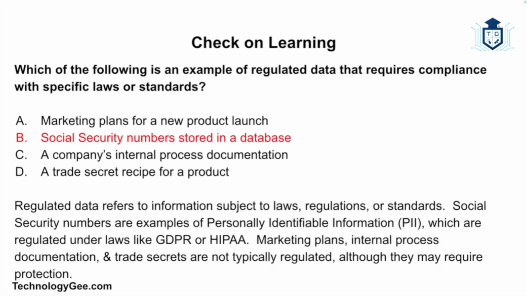So regulated data refers to information that is subject to laws, regulations, or standards. Social security numbers are examples of personally identifiable information, which are regulated under laws like GDPR and HIPAA. And marketing plans, internal process documentation, and trade secrets are not typically regulated, although they may require protection.